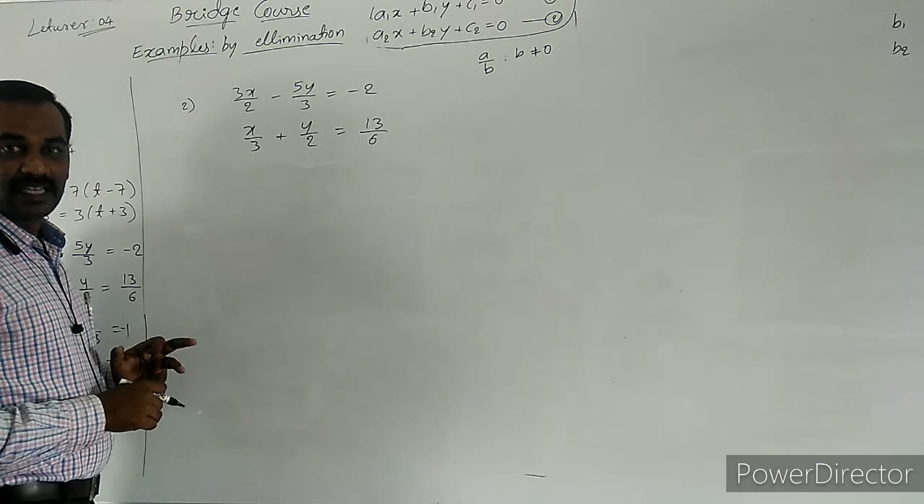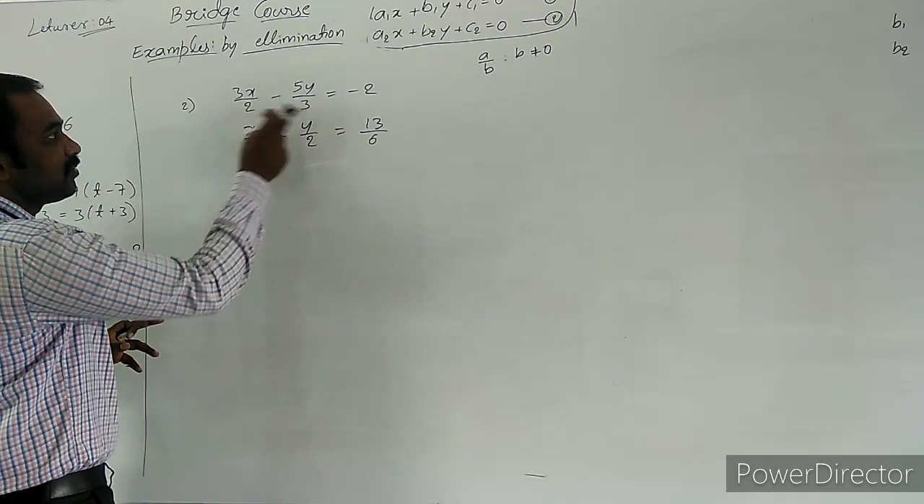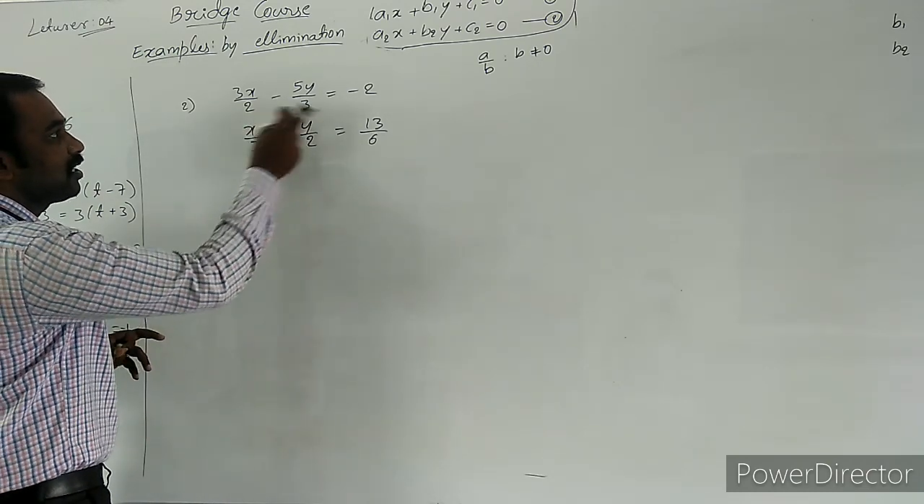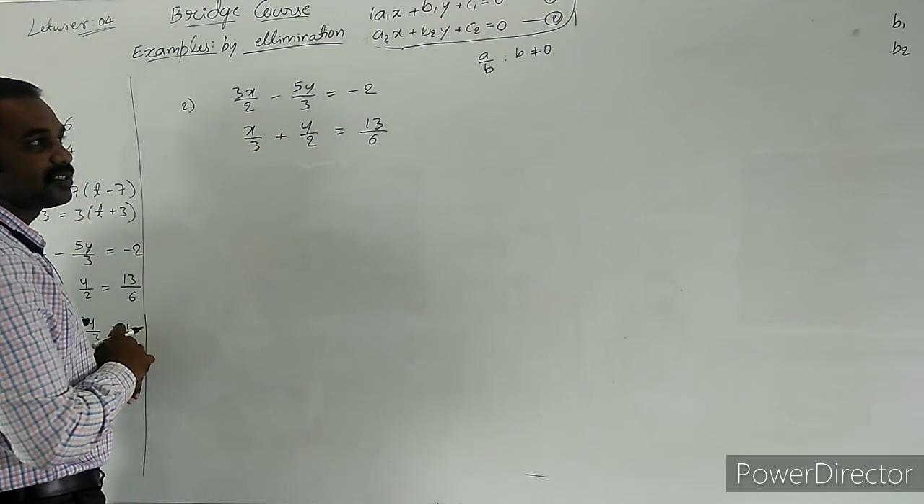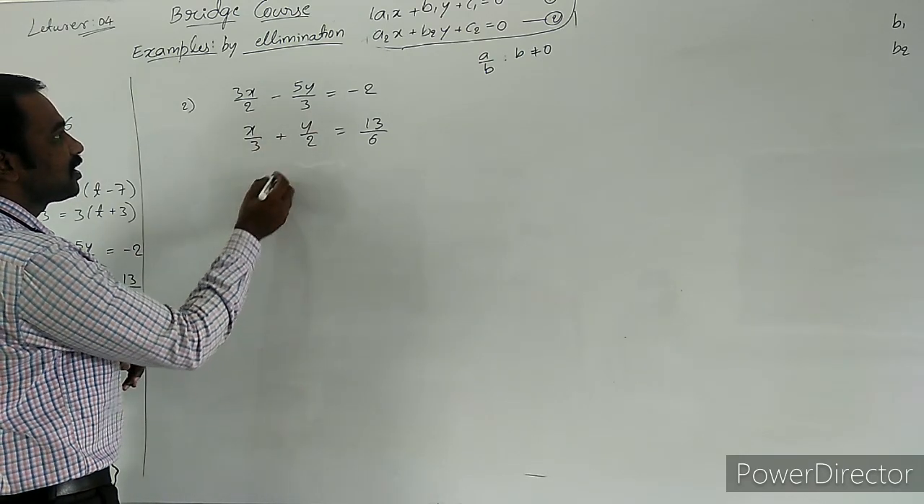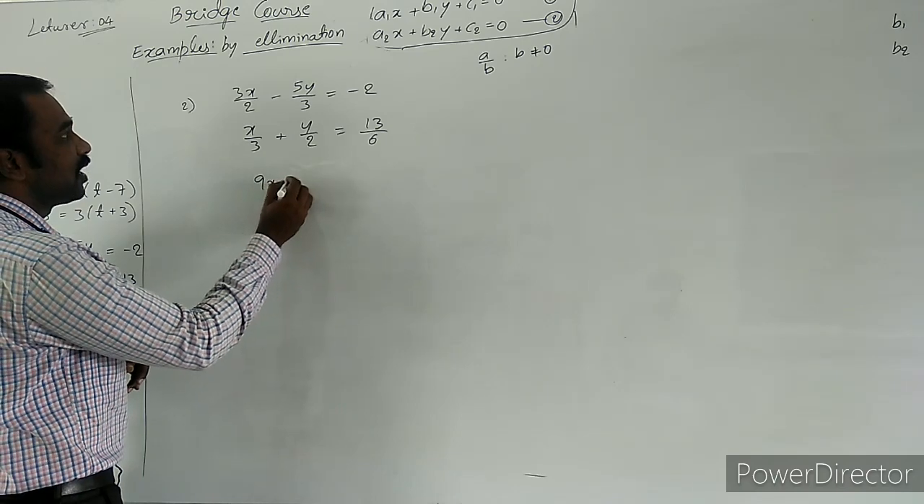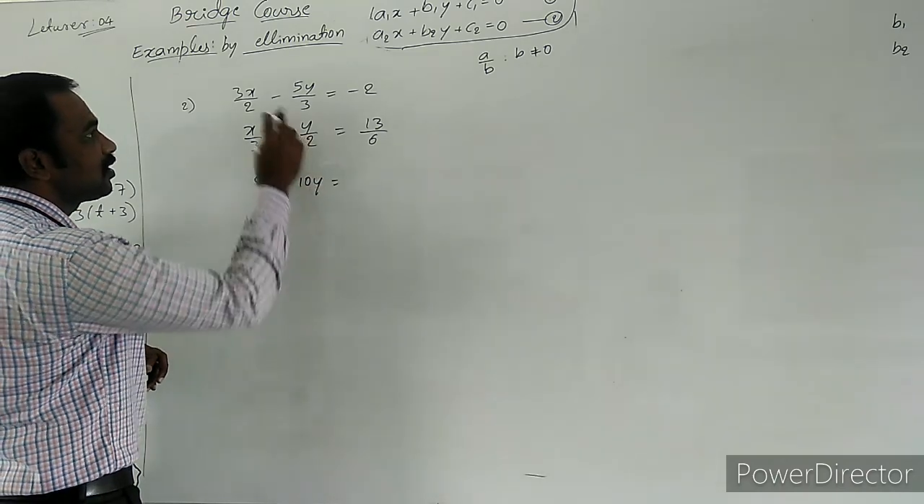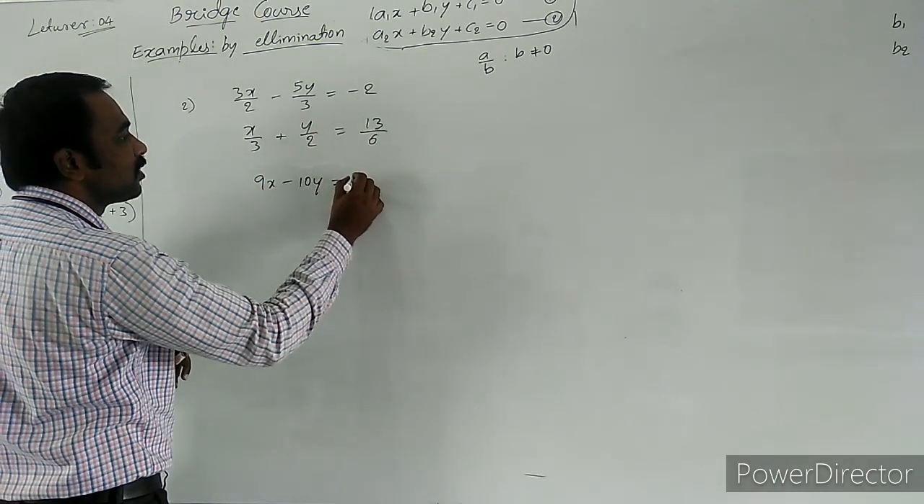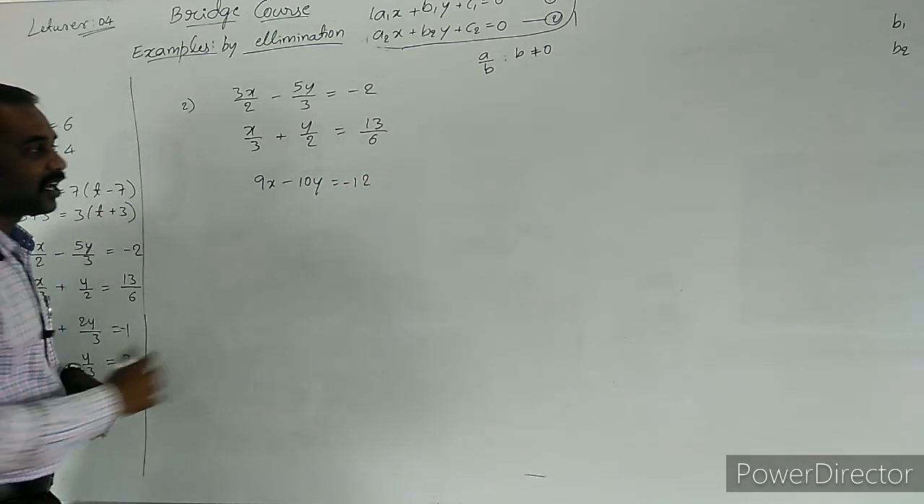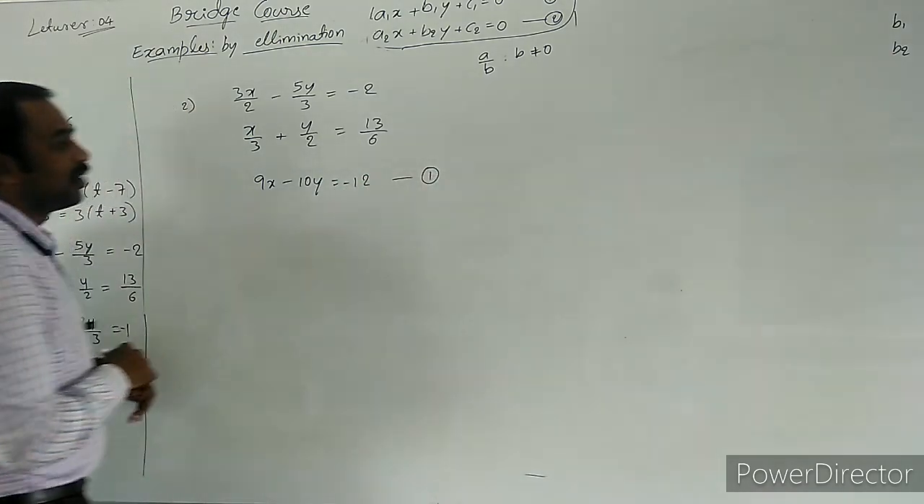Better to take the LCM. So what is the LCM? Least common multiple of 3 and 2, so 6 is the LCM. What happens? 6 times 3 by 2 is 9x minus 10y is equal to 6 multiplied here, 12 with the negative sign. I just call this equation number 1.